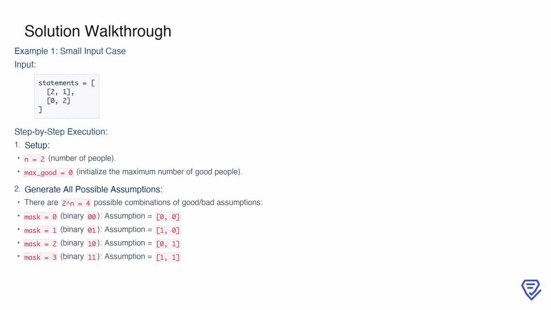Next, we generate all possible assumptions about who could be good and bad. Since there are 2 people, there are 2 squared or 4 possible combinations. Each combination is represented as a binary mask, where a 1 at position I means person I is good, and a 0 means they are bad. For example, the mask 00 corresponds to the assumption 0, 0, where no one is good, while the mask 11 corresponds to the assumption 1, 1, where both people are good. This setup allows us to systematically evaluate each possibility and determine which assumptions are valid based on the given statements.